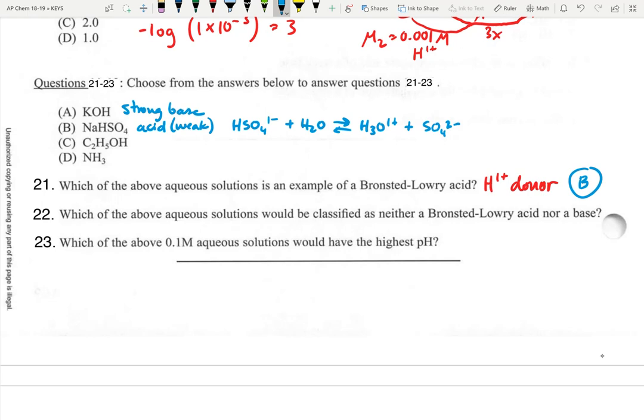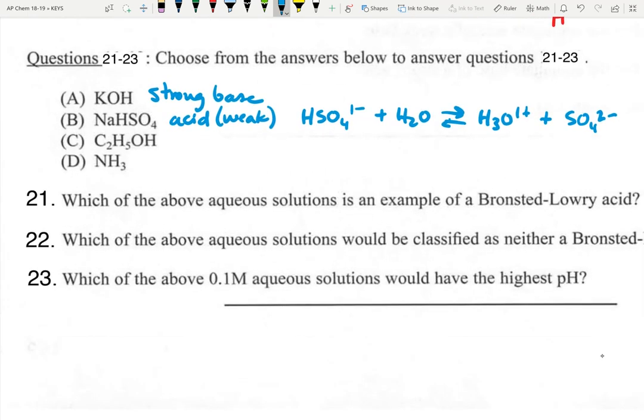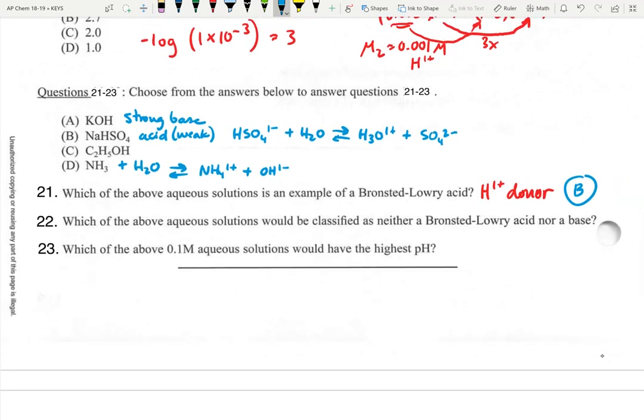NH3 we've seen a lot. We've written the equation for NH3 quite a bit. NH3 likes to get with water as a base because it accepts or takes a hydrogen from the water to produce NH4 ion and that OH. Again, that's that proof that it's acting as a base. So here it's acting as a hydrogen acceptor. That makes it a Bronsted-Lowry base. So D's out as well.